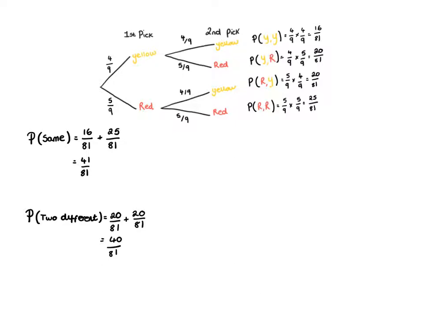Next, we're going to look at the probability of getting at least one red. So for this, there are 3 options. So yellow and red, or red and yellow, or red and red. So each of these have got a red ball being picked out. So because it's all for each of these, we're just going to add the 3 together. So 20 over 81, add 20 over 81, add 25 over 81.